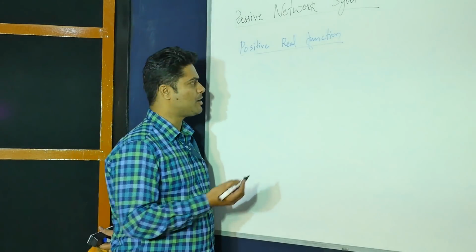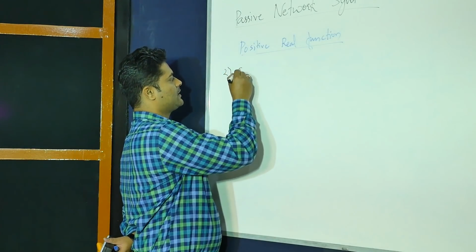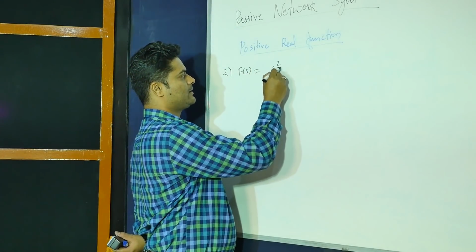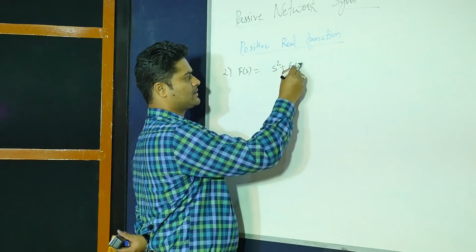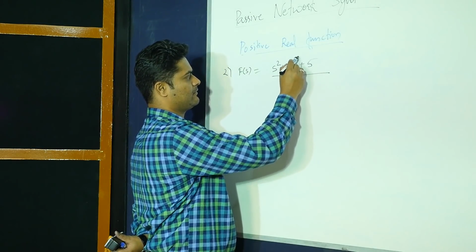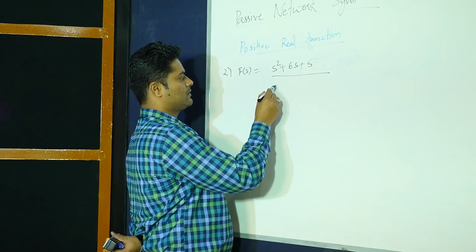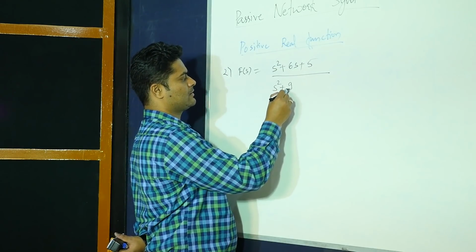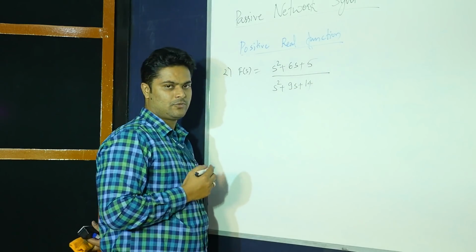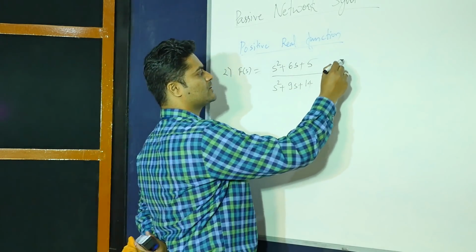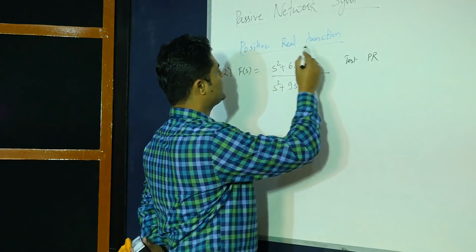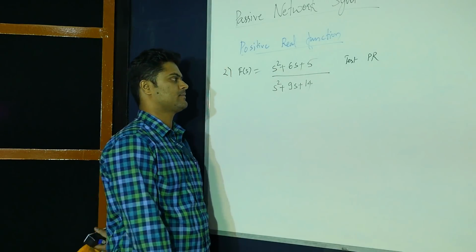The second problem is f of s equals s square plus 6s plus 5 over s square plus 9s plus 40. Test whether it is a PR function, a positive real function, or not.